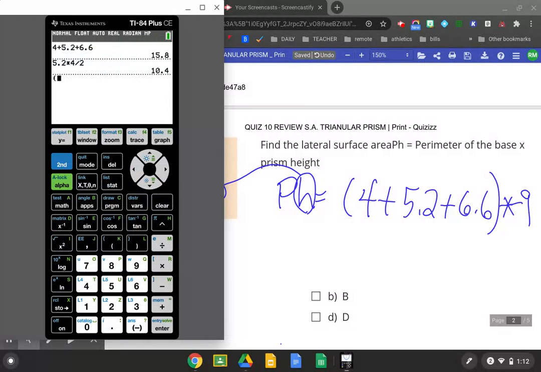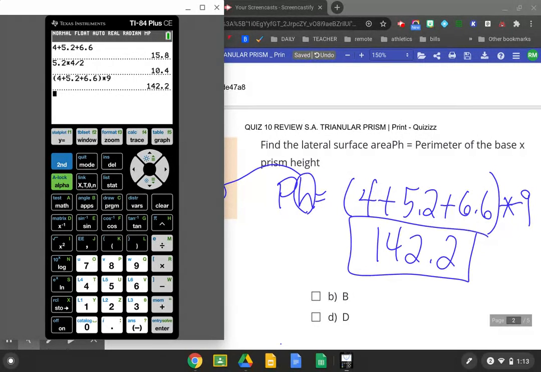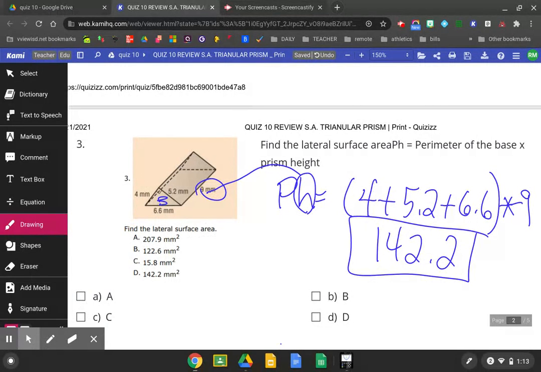Let's go ahead and put that in the calculator. 4 plus 5.2 plus 6.6, close it up, times 9 will give you 142.2, which is letter D. Let's go to number 4.